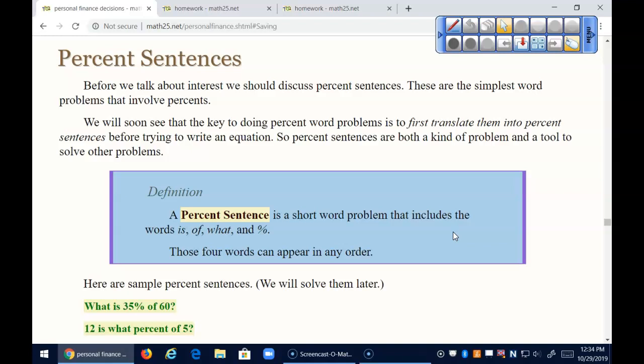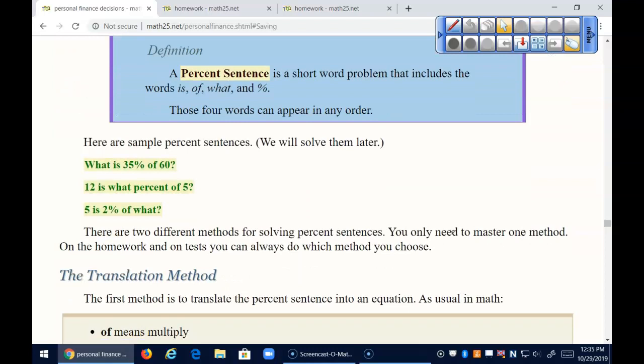So currently, it is flu season. There are 100,000 people in this city, and 80% of them have received their flu shot. How many have a flu shot? Then you could just translate: what is 80% of 100,000. Get rid of all the extra stuff in the word problem. So these are something to know how to do, but they're also a tool for how to do more complicated things.